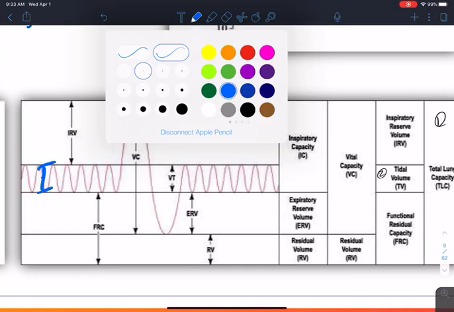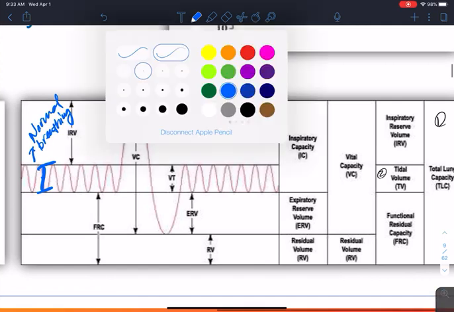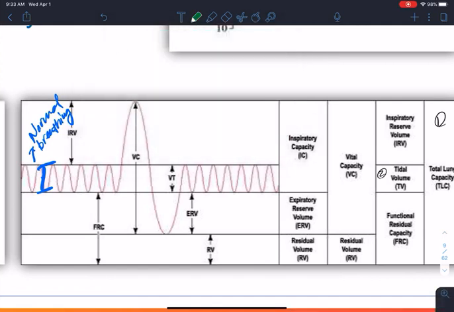This is just your normal breathing, so at rest, not exercising, not running, not nervous, nothing like that. That's normal. And then from here to here is how much you can inspire or breathe in beyond what normal breathing does.